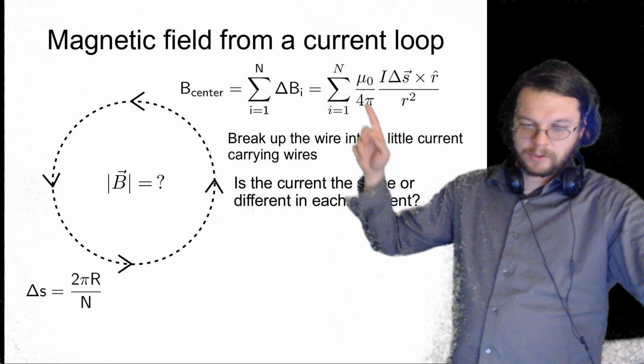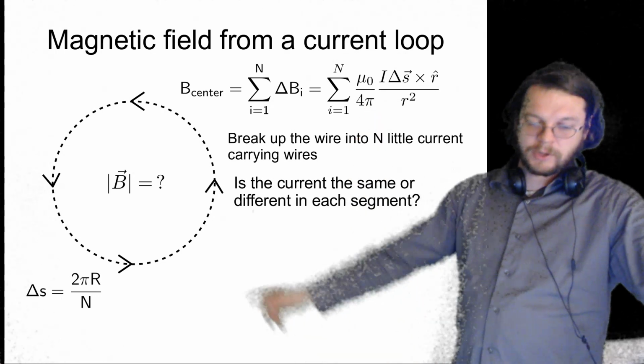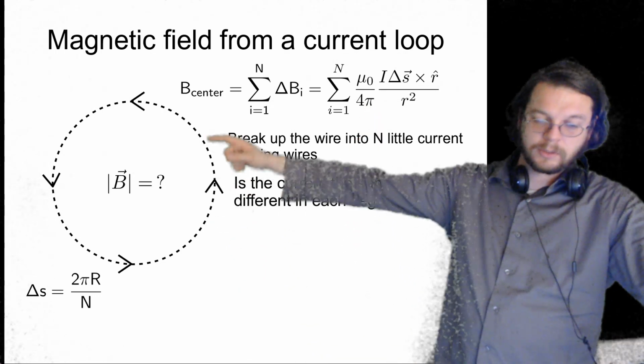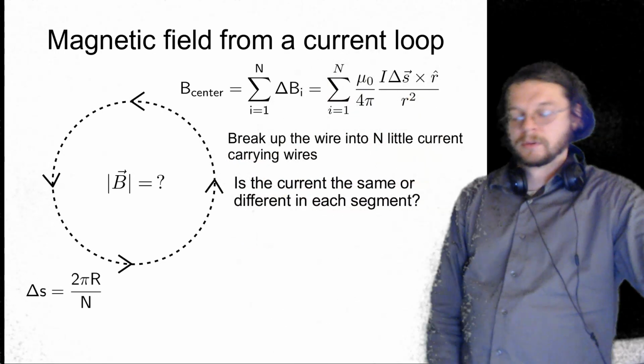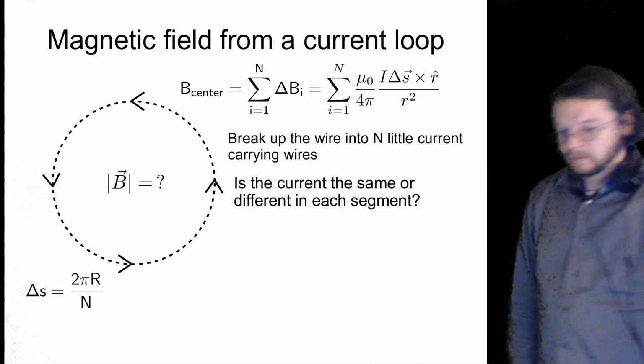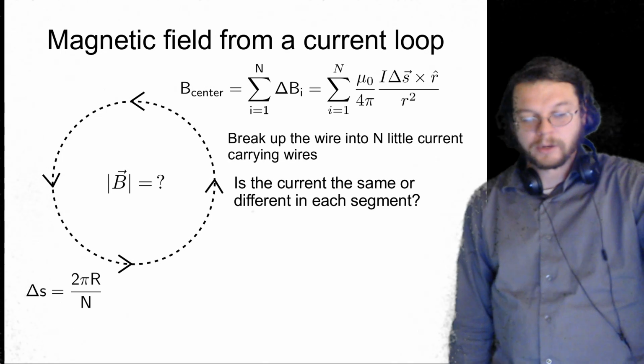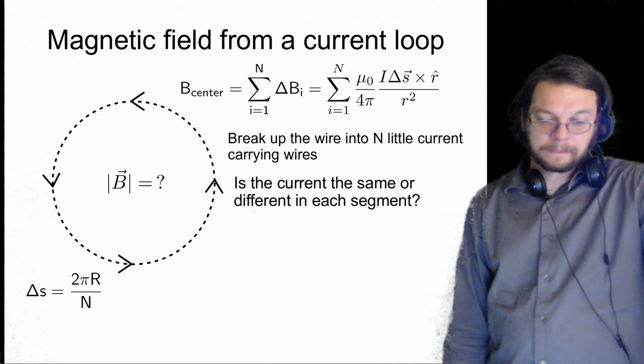I think I just told you that the current indeed is the same. It would be very strange if the current here was not the same as the current here. That would imply some sort of traffic jam of electrons, things charging up, stuff like that.